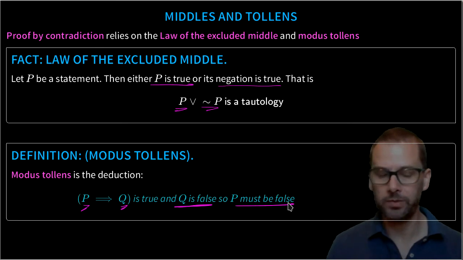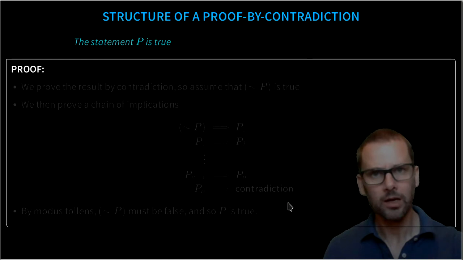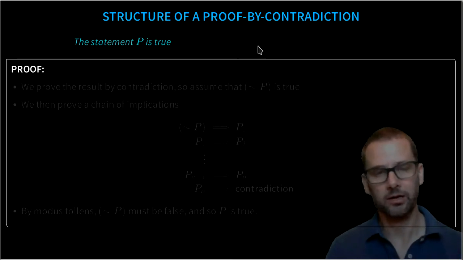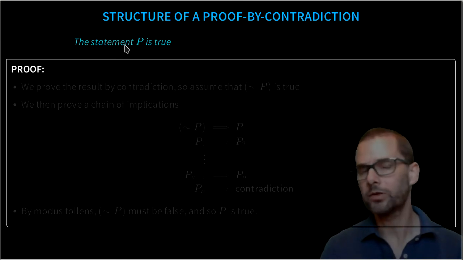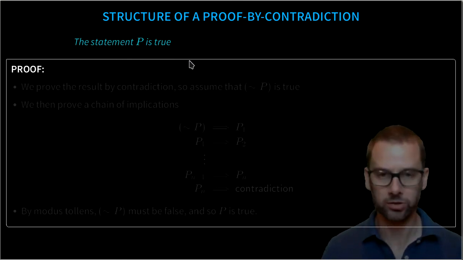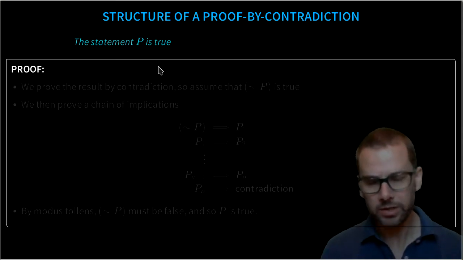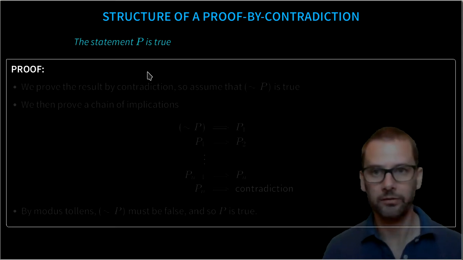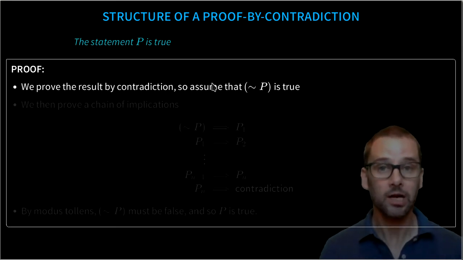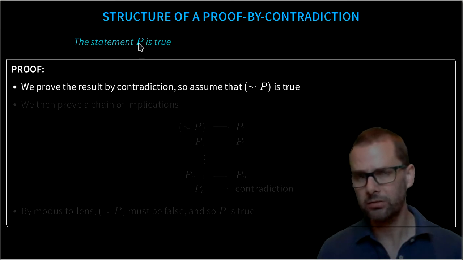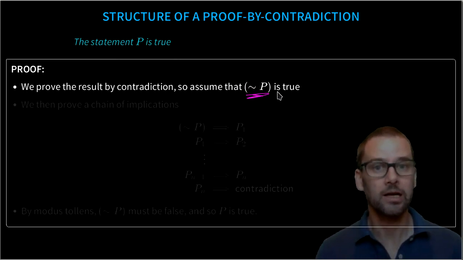Now, armed with these two bits of logic, we can understand what happens with a proof by contradiction. Let's look at the structure of a proof by contradiction before we look at a specific example. Let's say we want to prove that the statement P is true. That is what we've been doing all the way through this course. Using a proof by contradiction, our proof will go something along the following lines. We'll tell the reader we're going to prove this result by contradiction, so I'm not going to assume this is true, I'm going to assume that it's false. That is, I'm going to assume its negation is true.